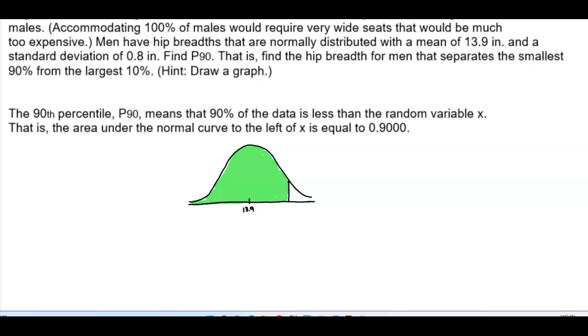So now we're going to go ahead and denote that this is 0.9000 for the area. Okay? And so what we want to do is find out what this value for x is here. That's what we're looking for. But what we need to do first is find the z-score that's associated with x. In order to find the z-score, we need to look at the mean being 0.